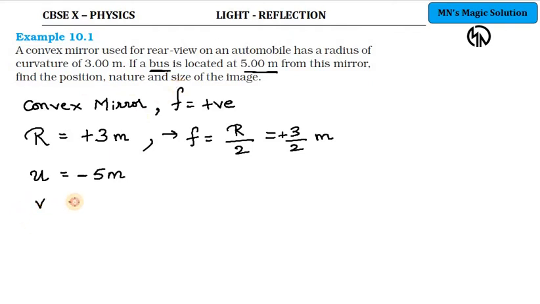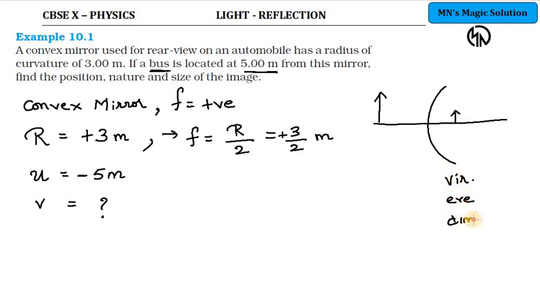Position of image is what? v. You have to find what is v, and you have to find the nature of the image. Obviously you know it's a convex mirror. So for a convex mirror, you have only two ray diagrams in picture, and whatever be the object position, for sure I'll obtain a virtual, erect, diminished image. And that is why it is used in rear view. Correct. So for sure the nature is going to be virtual, erect and diminished.